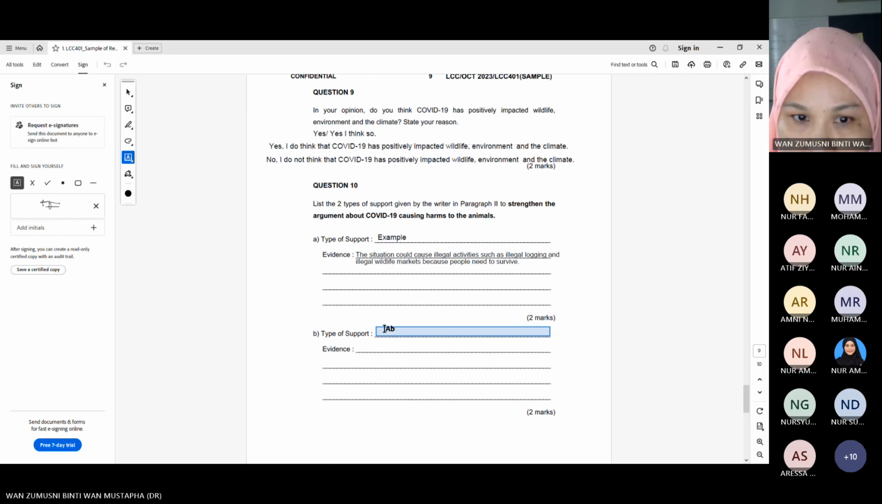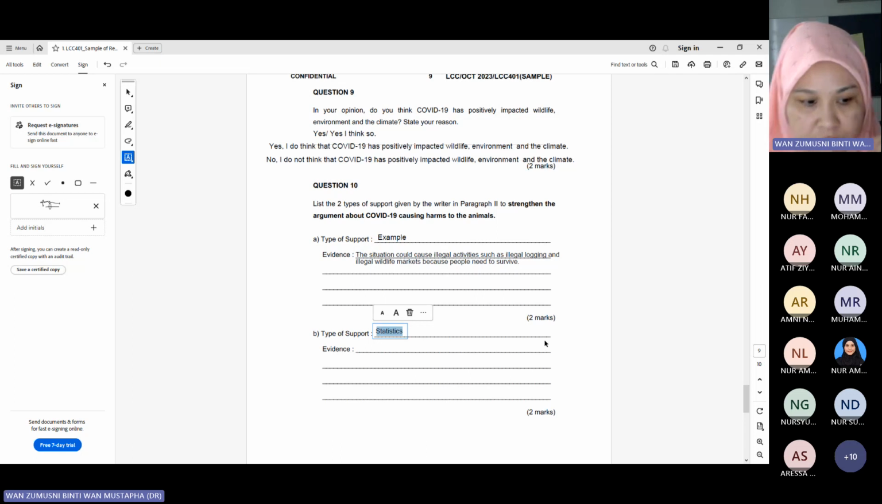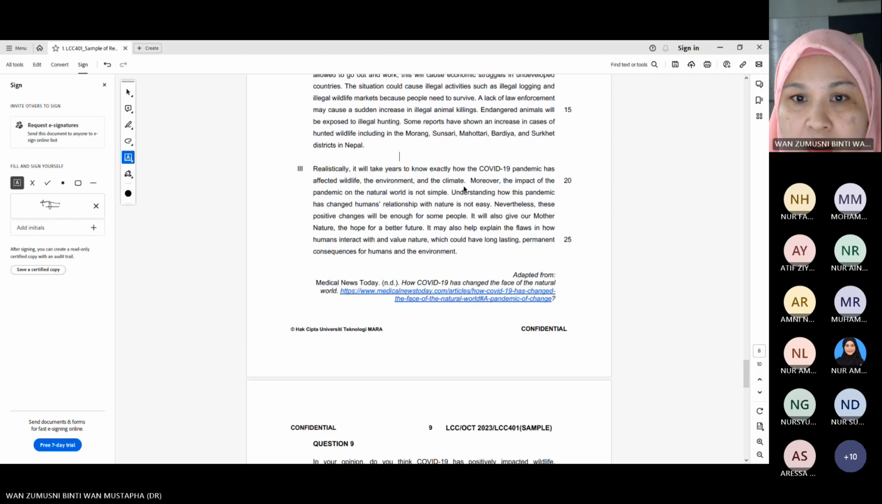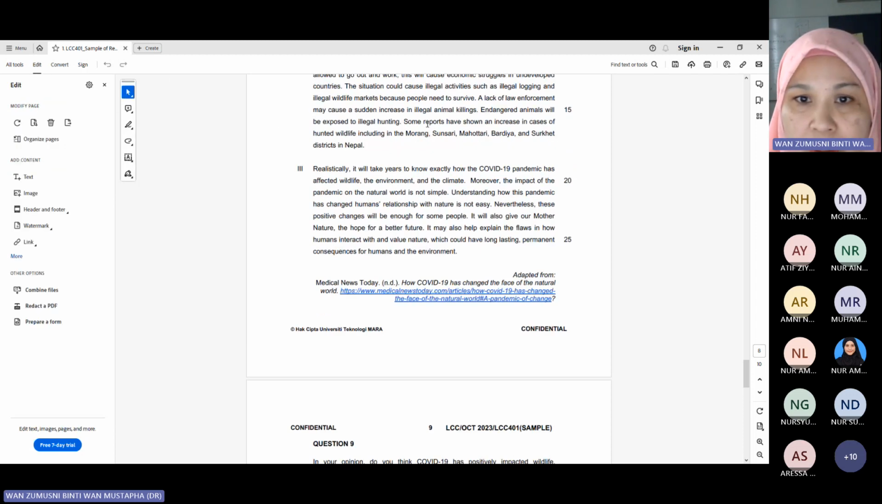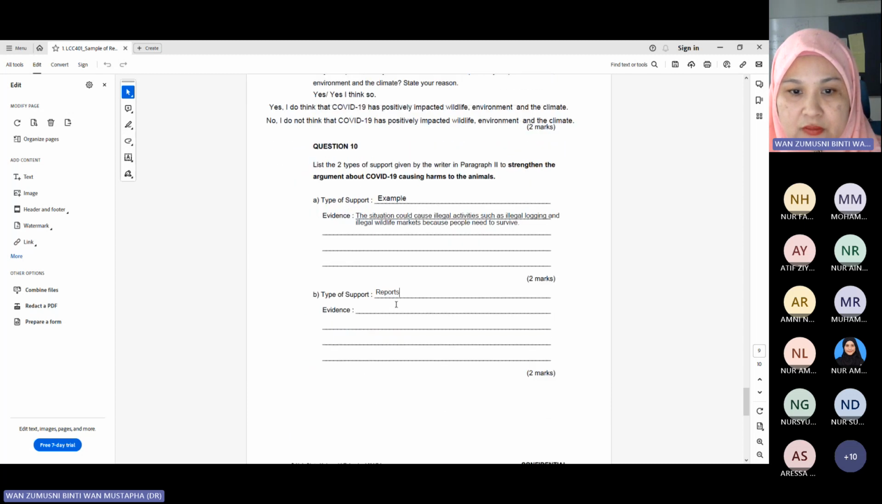Okay. And another support, to strengthen the argument that COVID-19 causing harm to the animal, can be found in statistics. All right. I think this is not statistics. This is research reports. Reports. Okay, because it's here somewhere. Okay. This is your evidence. Reports.